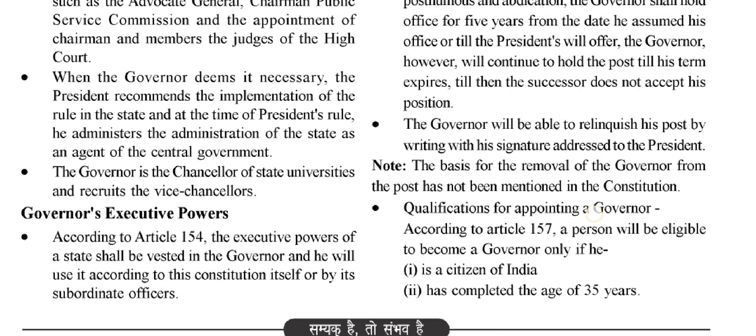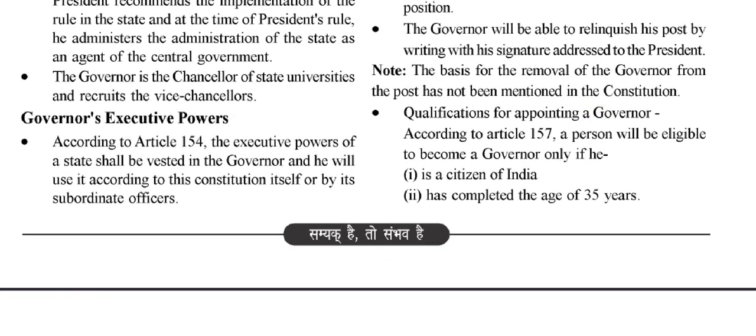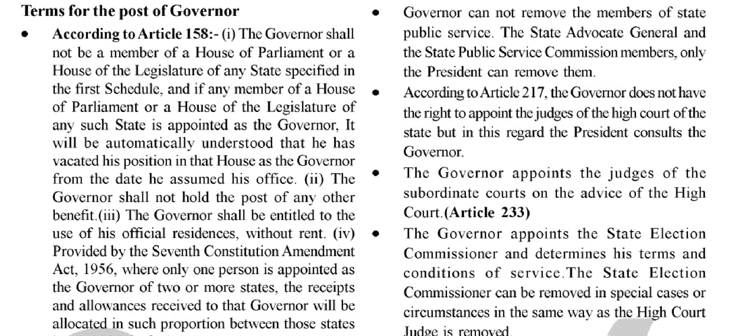Qualification for appointment as a governor. According to Article 157, a person will be eligible to become a governor only if, first, he is a citizen of India, and second, has completed the age of 35 years. Terms for the post of governor. According to Article 158, the governor shall not be a member of either House of Parliament or a House of the Legislature of any state specified in the first schedule. And if any member of the House of Parliament or House of Legislature of any such state is appointed as a governor, it will be understood that he has vacated his seat in that house from the date he assumed his office as governor.